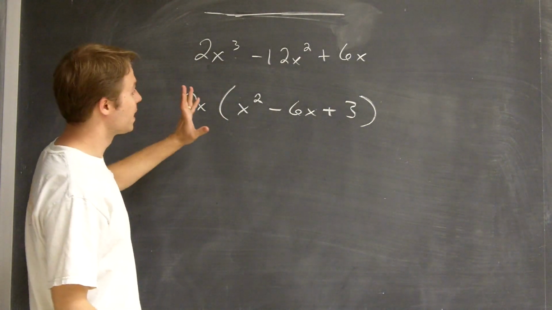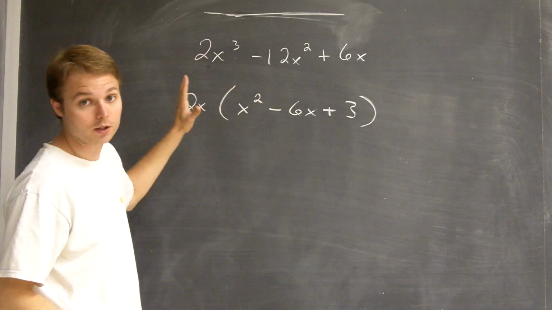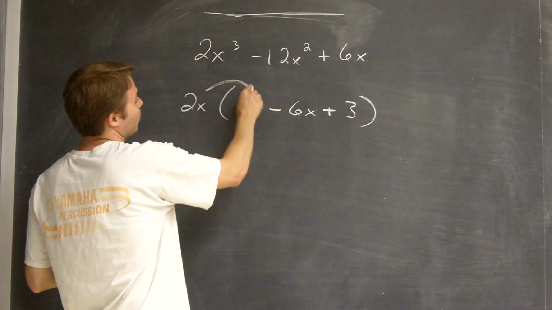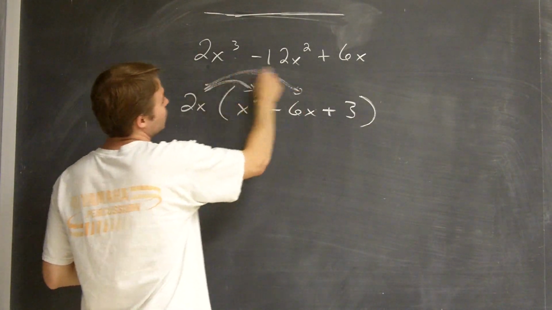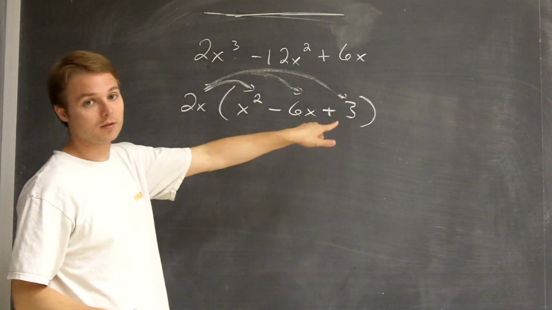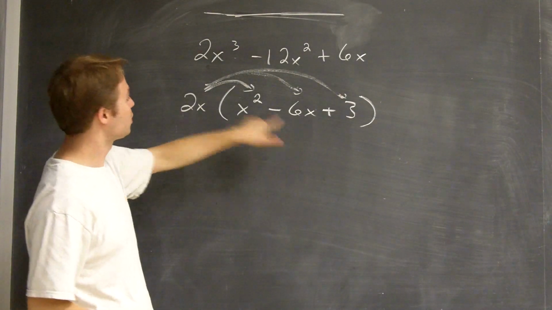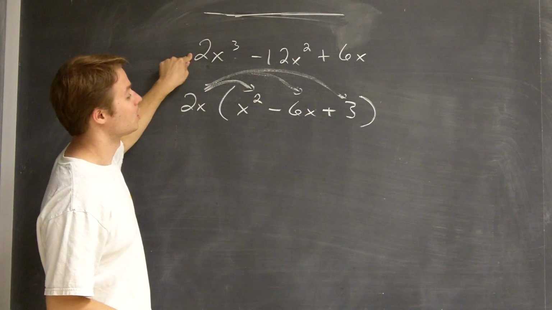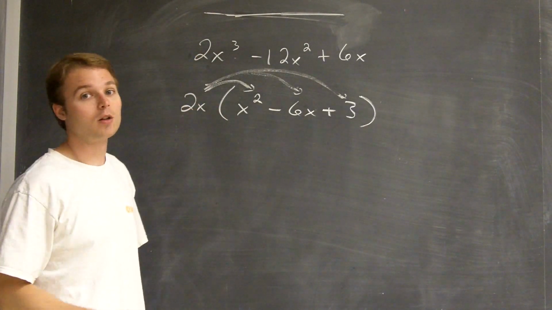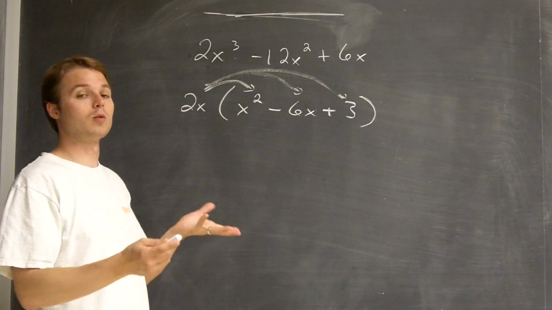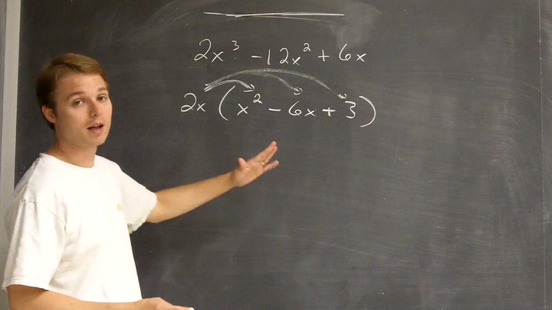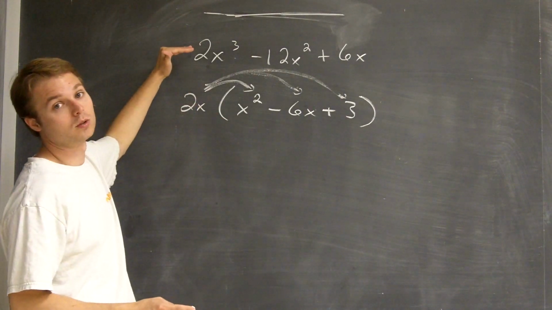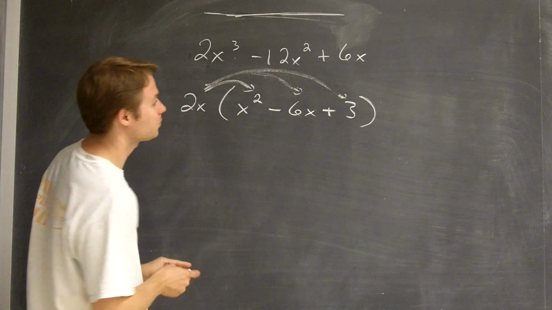The idea is that we're basically doing the reverse of the distribution property, where I could go back and distribute this 2x out to all three of the terms in this expression and get back to my original expression. And in general, that's how all of these factoring problems should work. You should be able to tell whether or not you did it correctly, because if you multiply it back out, you should always get back to the original expression that you started with.